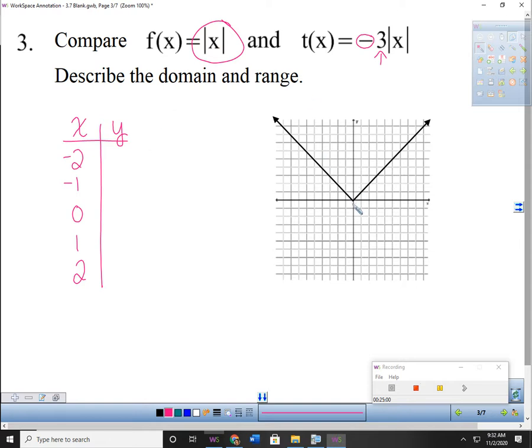All right, so let's do our plugging in. So we have negative 3 times the absolute value of, and then we plug in our negative 2. So before I multiply, I have to take care of the absolute value, so I keep that negative 3. What is the absolute value of negative 2? 2, and when I multiply that, I get negative 6.